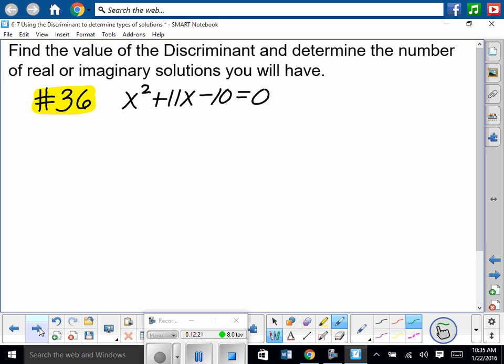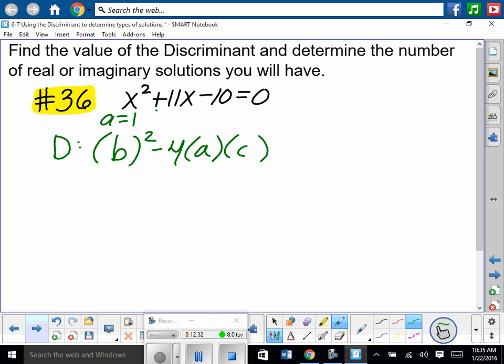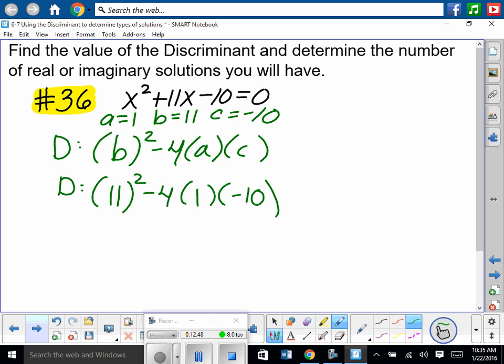So I'm just going to look at the discriminant, which is b squared minus 4 times a times c. My a value is 1, my b value is 11, and my c value is negative 10. So I'm going to plug it into the discriminant here. b squared would be 11 squared minus 4 times a, which is 1, times c, which is negative 10. Type that into your calculator. What did you get? You should have got 161.